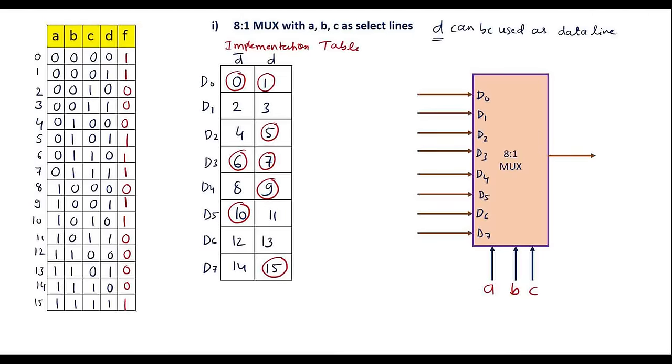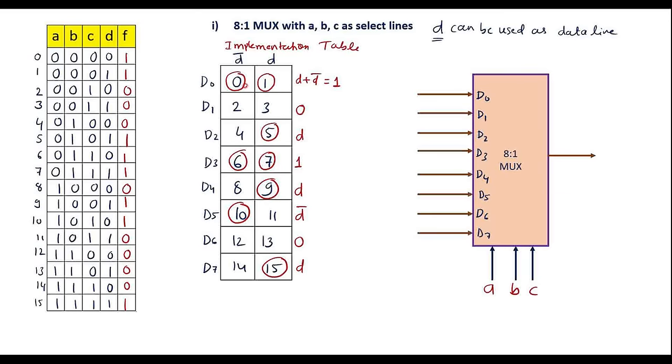So now, after writing the implementation table, we can see that in this row there is a circle for both the values. In that case, the value will be D plus D bar, and we know that D plus D bar is equal to 1. Here both values are not circled, so its value is 0. Here it is circled for the column D, so its value is D. Here both values are circled, so its value is again 1. Here it is circled for 9, corresponding to the column D, so its value is D. Here 10 is circled, with respect to column D bar, so D bar. Here 12, 13 are not circled, so it is 0. Here 15 is nothing but D.